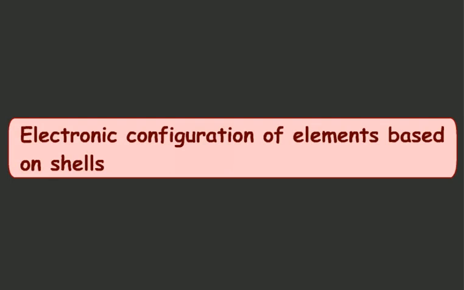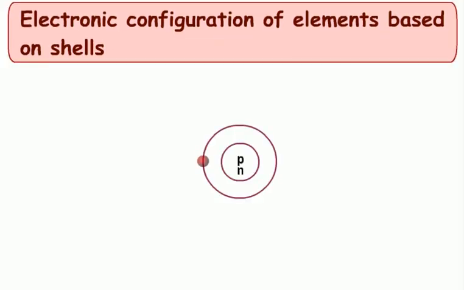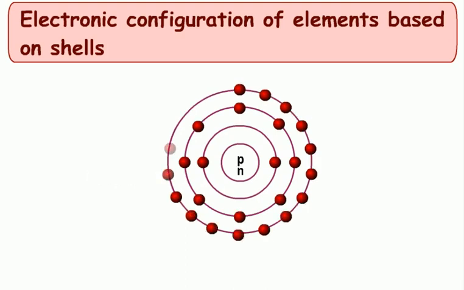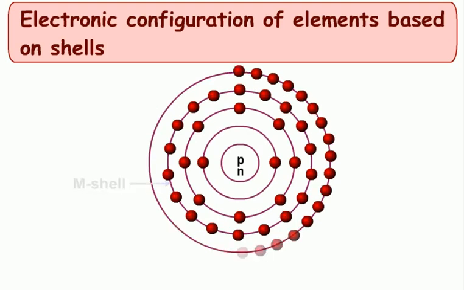In the previous class, you must have learnt the electronic configuration of elements based on shells. Let us revise the configuration in short. In electronic configuration of elements based on shells, only 2 electrons can be kept in the first shell, that is K shell. 8 electrons can be kept in the second shell, that is L shell. 18 electrons can be kept in the third shell, that is M shell, and so on.